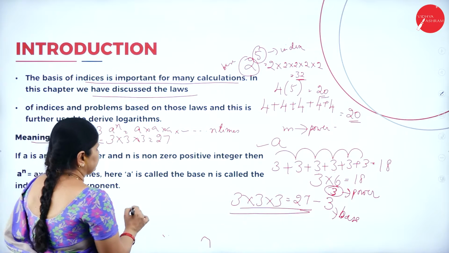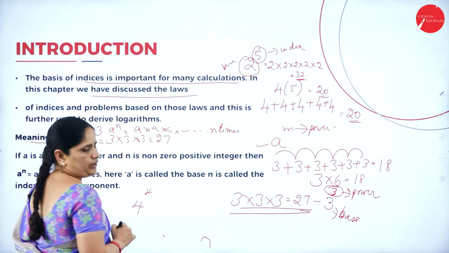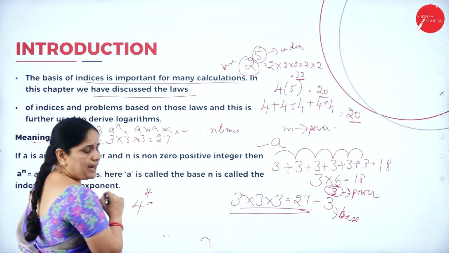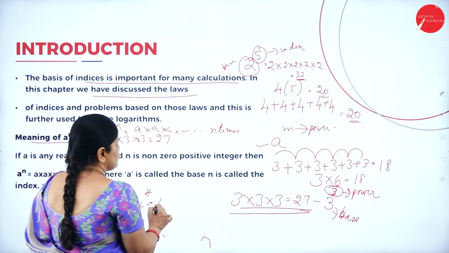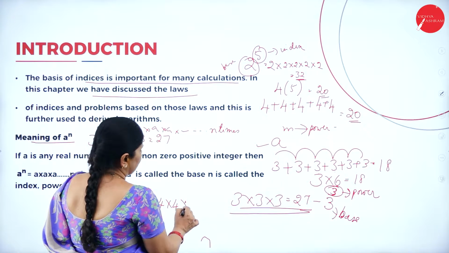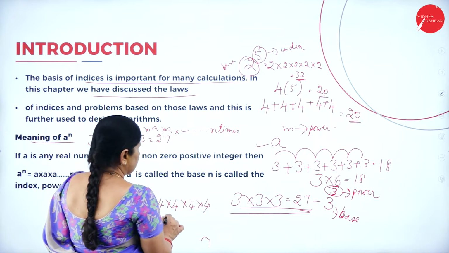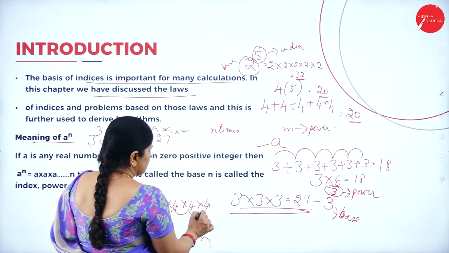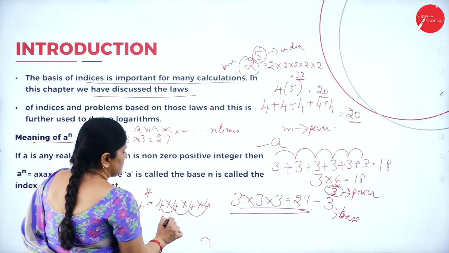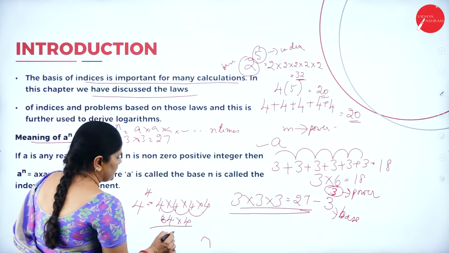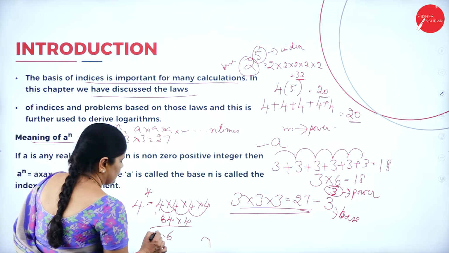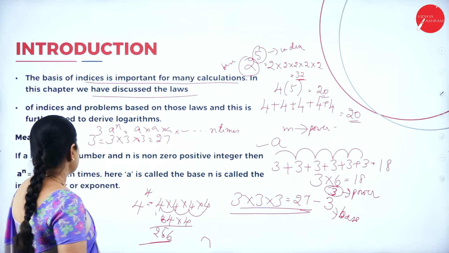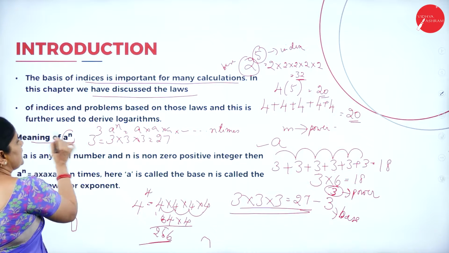Suppose I write 4 to the power 4. What does this indicate? I should multiply 4 four times, so 4 into 4 into 4 into 4. This comes to 4 into 4, 16. 16 into 4, 64. 64 into 4 will be equal to 256.